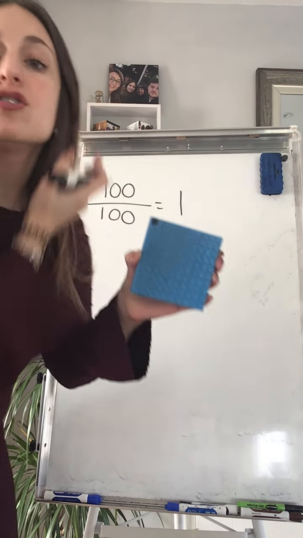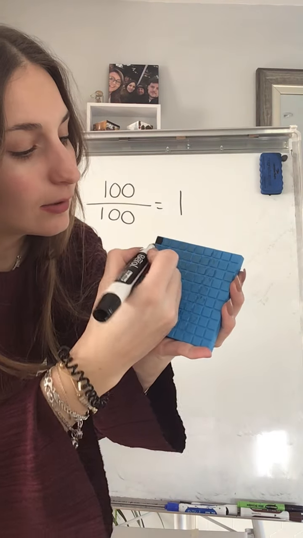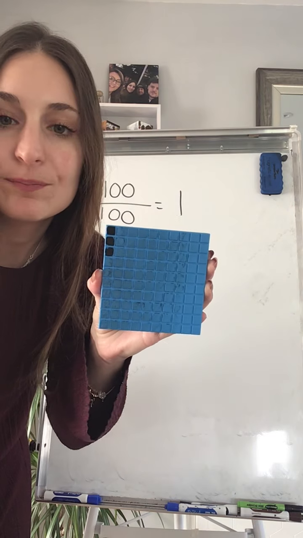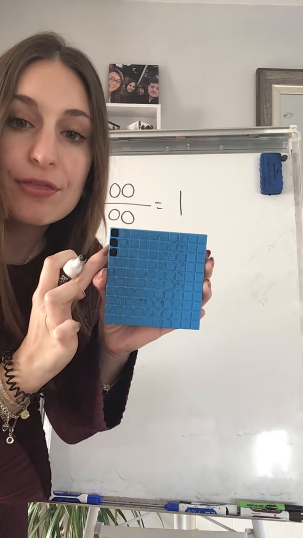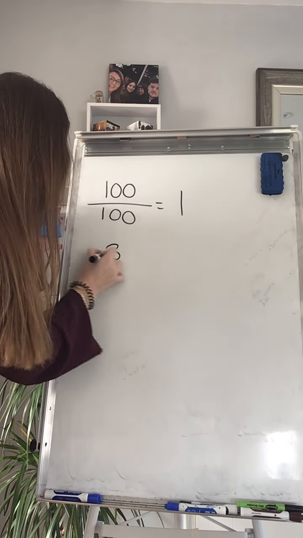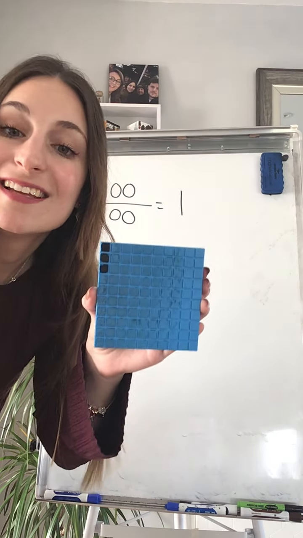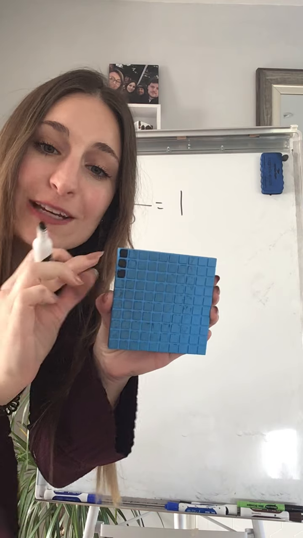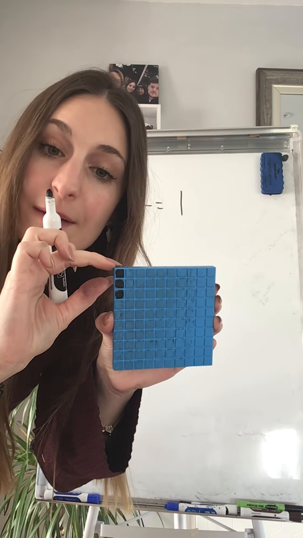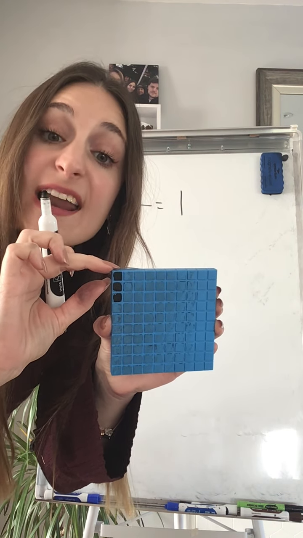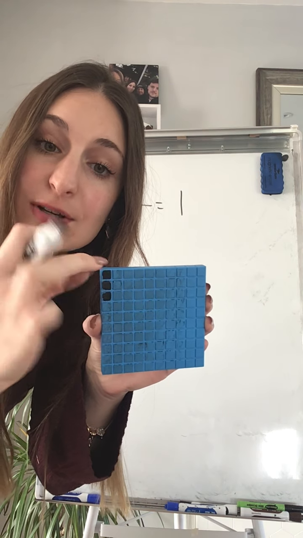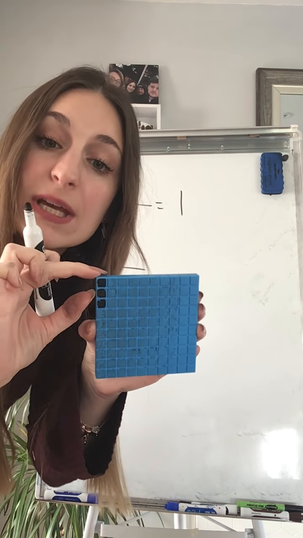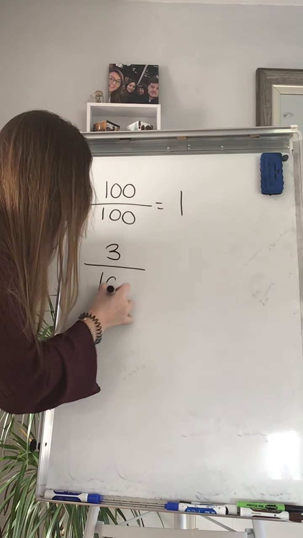Okay? So I'm going to shade 1, 2, and 3. I've shaded 3. Yeah, those are the values. They are hundredths each of them, isn't it? Because I have 100 of them. So 3 hundredths. Well done.